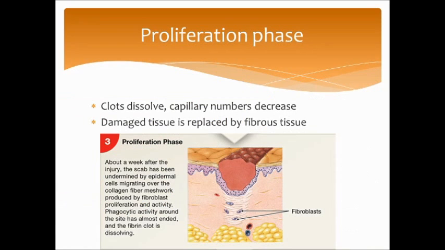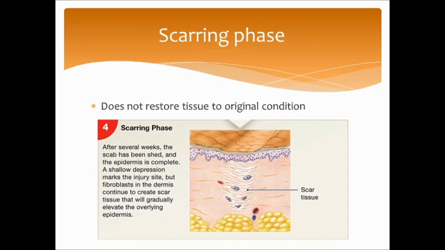In the proliferation phase, clots will dissolve, capillary numbers will decrease, and the damaged tissue is replaced by fibrous tissue. And then in the scarring phase, the tissue will not restore to its original condition. It will be replaced with this fibrous tissue or scar tissue. So an area that's typically dense regular connective tissue might scar over and resemble more something like dense irregular connective tissue, so its properties will be a little bit different.